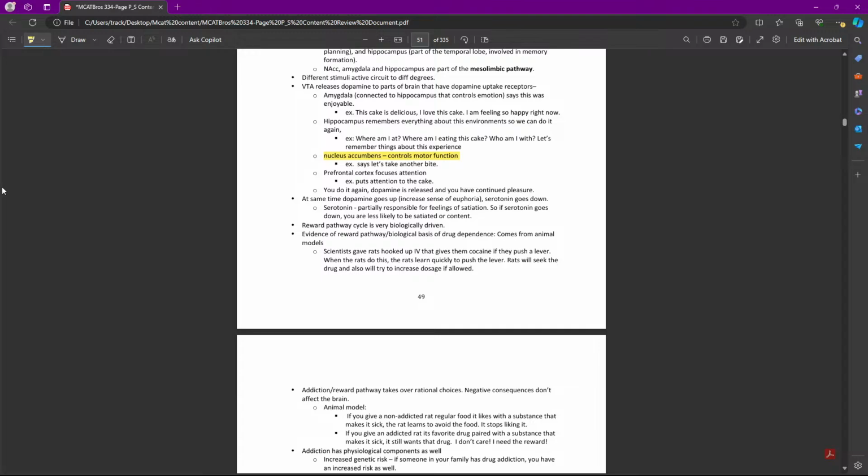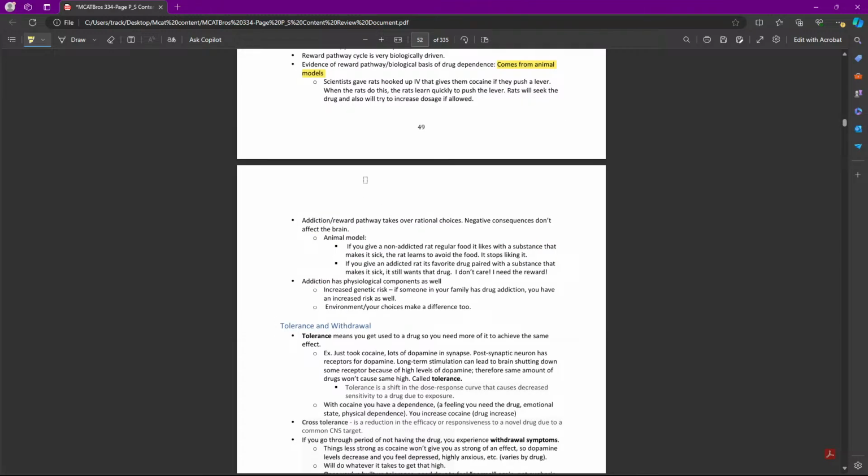At the same time, dopamine goes up, serotonin goes down. Serotonin is what probably promotes the feeling of satiation. As serotonin goes down, you're less likely to be full or content. The reward pathway is very biologically driven. Evidence of the reward pathway comes from animal models. So it's evolutionary based. Scientists gave rats IVs that give them cocaine if they push a lever. The rats learn quickly to push the lever. Rats will seek the drug and also try to increase dosage if allowed.